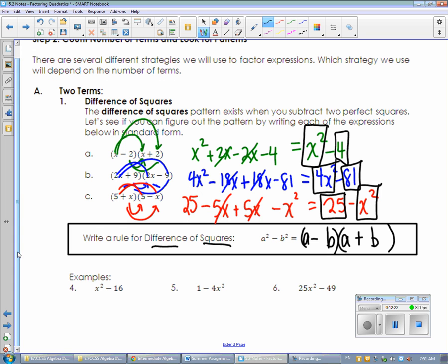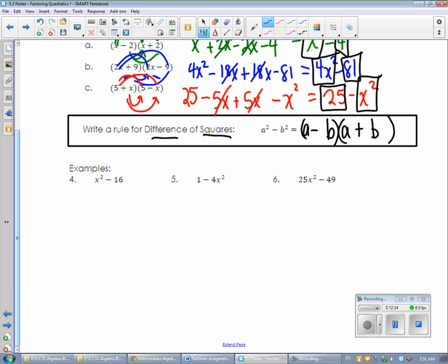Now we're going to go the other way. So if I wanted to factor x squared minus 16, I can see very clearly that both of those numbers are perfect squares. In this case, my a would be the square root of x squared, which is just x, and my b term is going to be the square root of 16, which is just 4. And so following my pattern here, I'm just going to do a minus b, which is x minus 4, times a plus b, x plus 4.